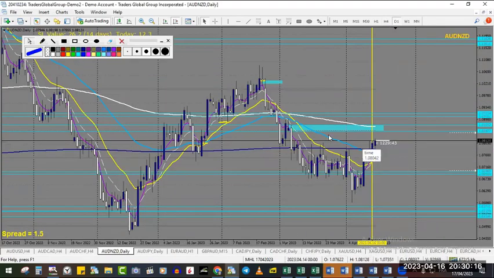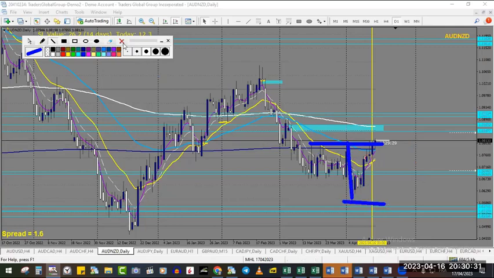AUD/NZD. So AUD/NZD, we have a break of structure happening last week on the daily right here. This broke and closed above, okay? Not closed above, but broke it. This move was pretty impulsive going down right there, but it broke above.